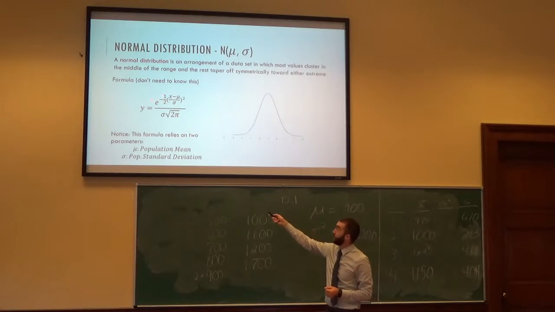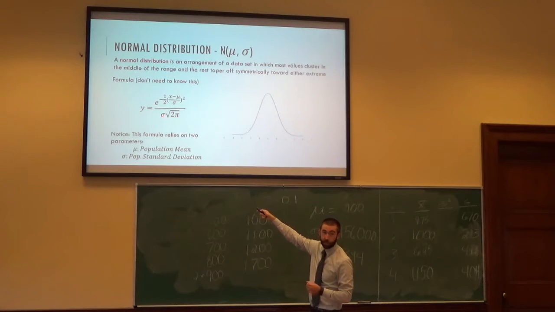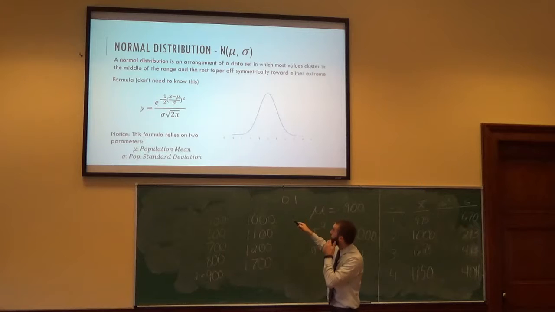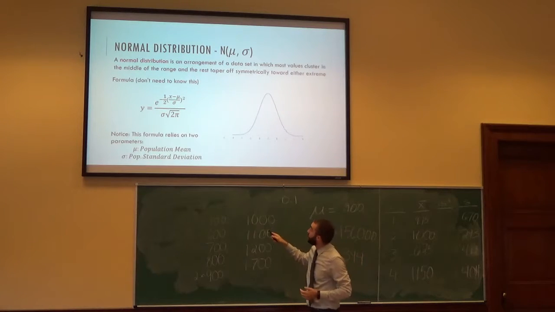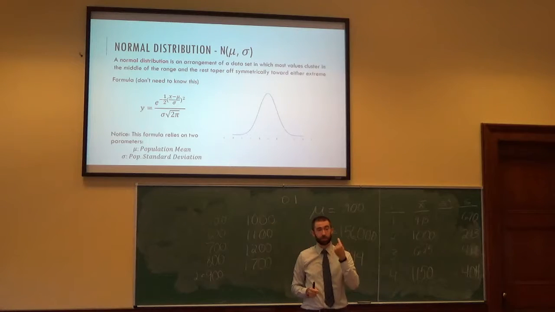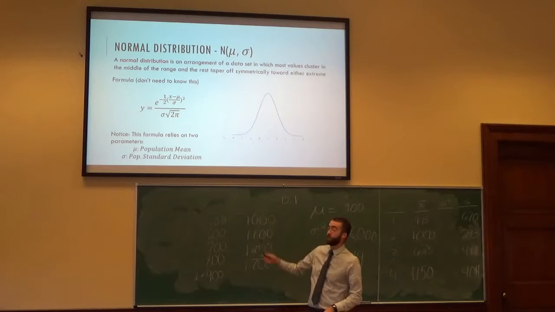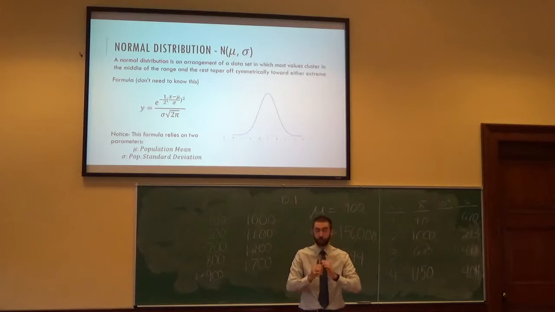The actual function that gives you the normal distribution is this. That's the function of a normal distribution. You don't need to know this, but that's the formula for a normal distribution. If you want to know what kind of normal distribution you have, you have to have two parameters, the mean and the standard deviation. If you plug the mean and the standard deviation into that function, you will have a particular normal distribution.